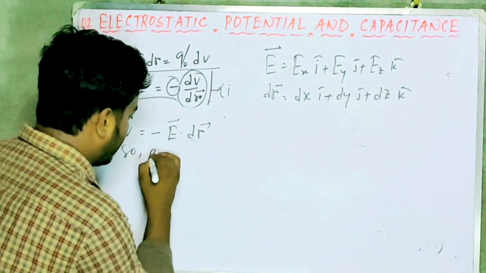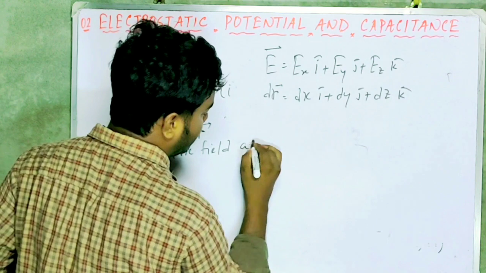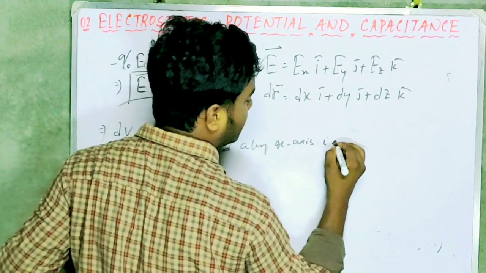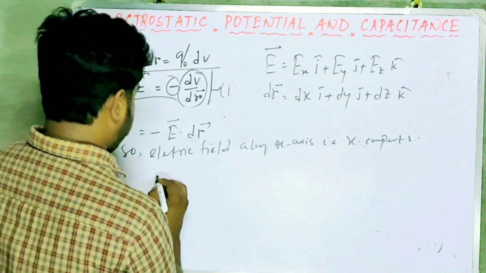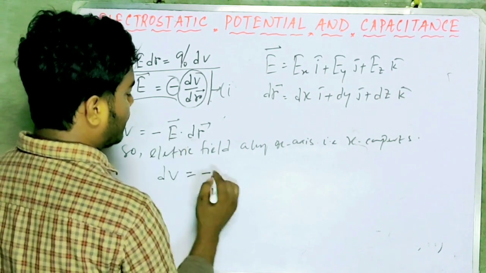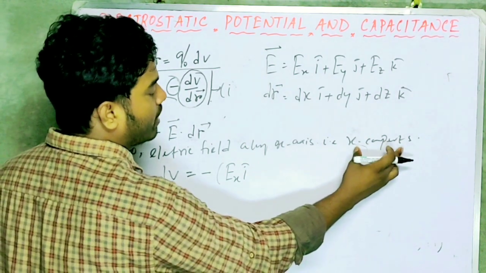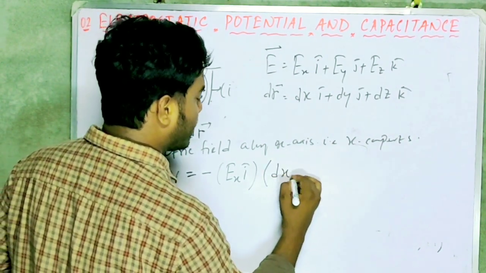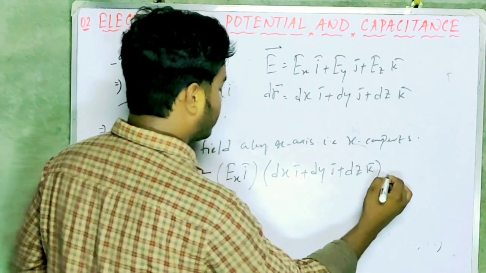So electric field along x axis, that is x component of electric field, what is the value? That is dV is equal to minus this expression, that is Ex into i cap only, because we are calculating electric field along x axis, that is x component, and the position vector dr, that is dx i cap plus dy j cap plus dz k cap.